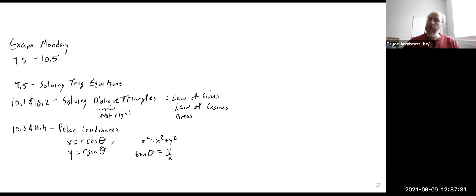But none of this is new. This is actually stuff we learned in week 1. Just definitions of sine and cosine and tangent and all that. But we are using them in kind of a different way.